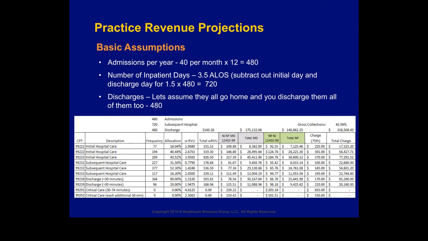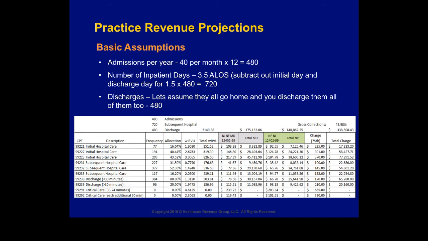What does this look like? Well, 40 admissions a month times 12 is 480 admissions a year. 3.5 days average length of stay, so I'm going to take my 480 times 3.5. No, because I need to subtract out my initial day and my discharge day, because those are billable separately. So I actually only get 1.5 times the 480 as subsequent care, because I get an initial hospital care visit and a discharge, that's 1 and 2. Then I get the remaining 1.5 of subsequent hospital care. I saw the patient twice in the hospital. Now, you don't bill a 1.5, you bill 2 for the 2 days, but I'm going on the averages here to get to a number.